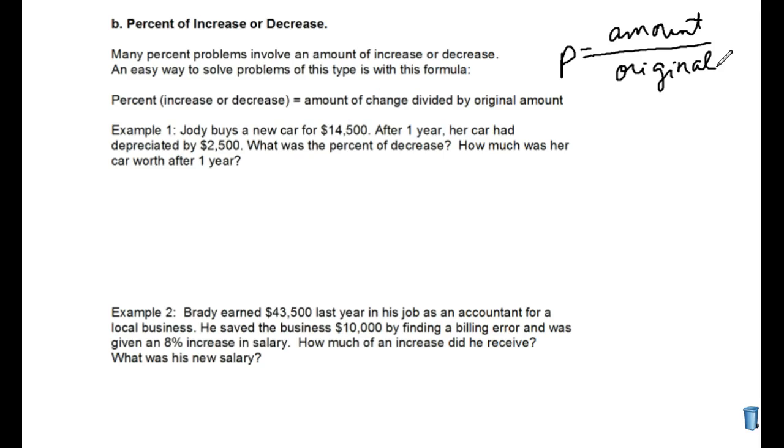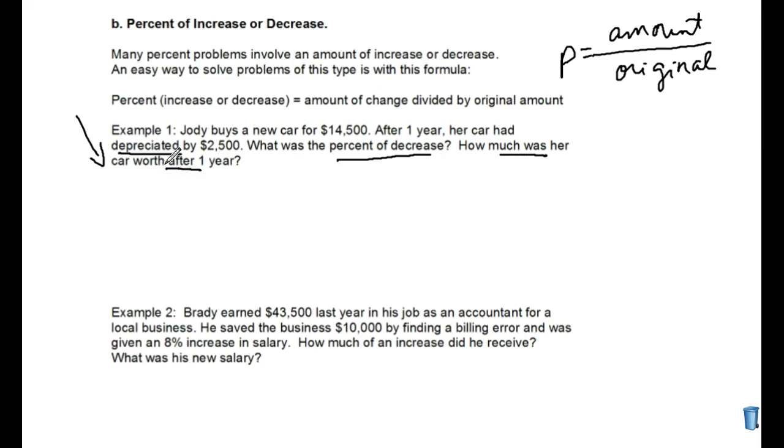Okay, so Jody buys a new car. Started off $14,500. Unfortunately, after 1 year, her car had depreciated. That means it lost value. It went down in value by $2,500. And like our textbook, there's often more than one question asked here. We want to first find the percent of decrease, and then we want to find out what her car was worth after 1 year.